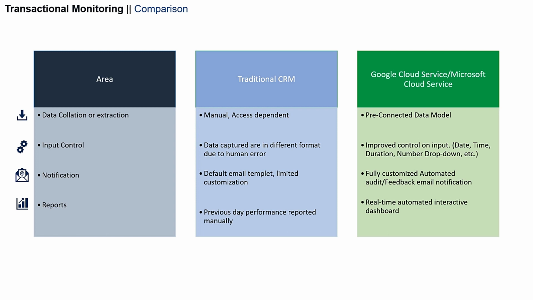Now, since the data model is pre-connected with the cloud services, we have an automatic interactive dashboard readily available to view at any point of time. It gets updated on a real-time basis, or maybe you will need to just refresh that report with a click of a button. For Office 365, this can be done through Power BI. For Google Cloud Services, it is now Looker Studio, which was previously known as Google Data Studio. So that's overall a short comparison.